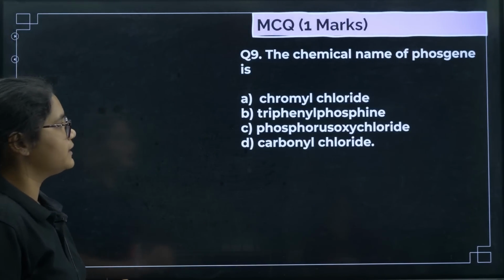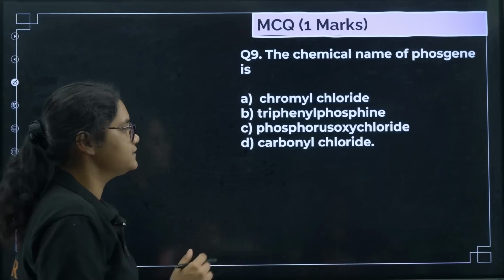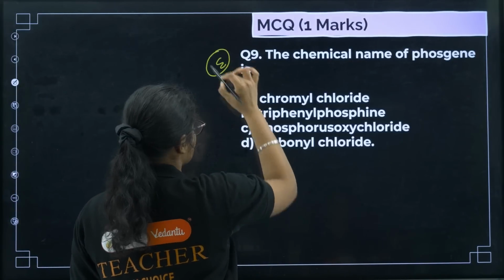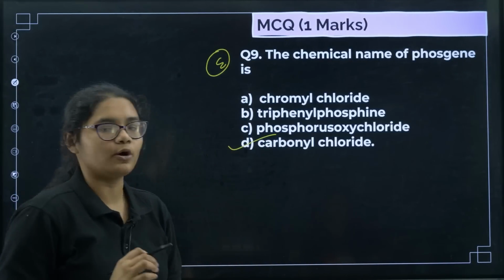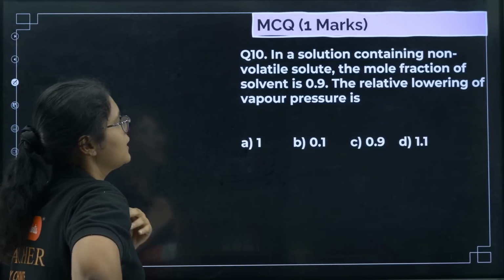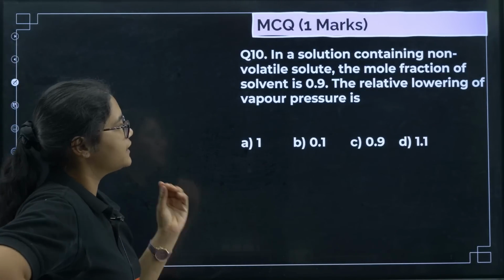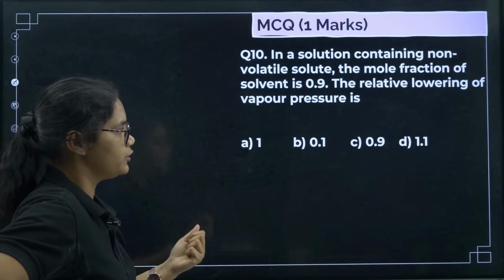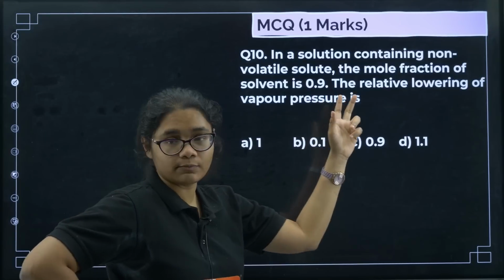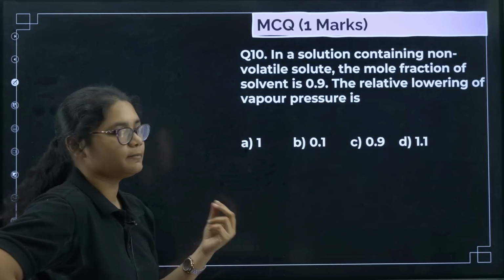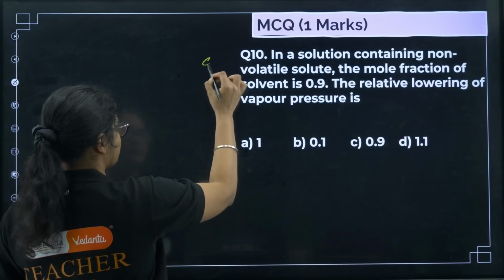Next, moving to question number 9, the chemical name of phosgene is, so this is a direct easy question, answer will be carbonyl chloride, option number D. Coming to question number 10 here, in a solution containing non-volatile solute, the mole fraction of solvent is 0.9. The relative lowering of vapor pressure is. This is also a very easy question.